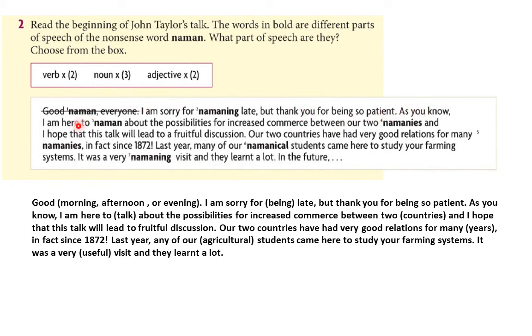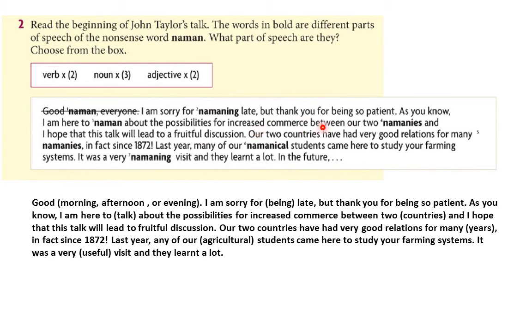As you know, I am here to something about the possibilities. To what? It is almost certainly a verb, because that's something we will do about the possibilities for increased commerce between our two. So maybe I am here to talk. As you know, I'm here to talk about the possibilities for increased commerce. To talk, or maybe to present.